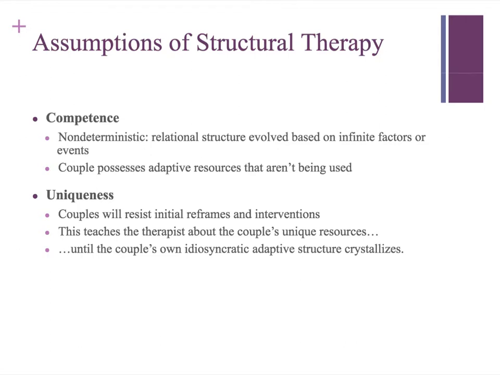Now, we do this by assuming also that each couple is unique, that couples may resist our reframes and our interventions, but that this is not an essential flaw of the couple or of the therapist, but that every intervention is a tentative probe, provides feedback on that particular couple's uniqueness, and that teaches us about their resources and about what adaptive behaviors and patterns they might have. So we don't think about different interventions as succeeding or failing because we learn from all of them.